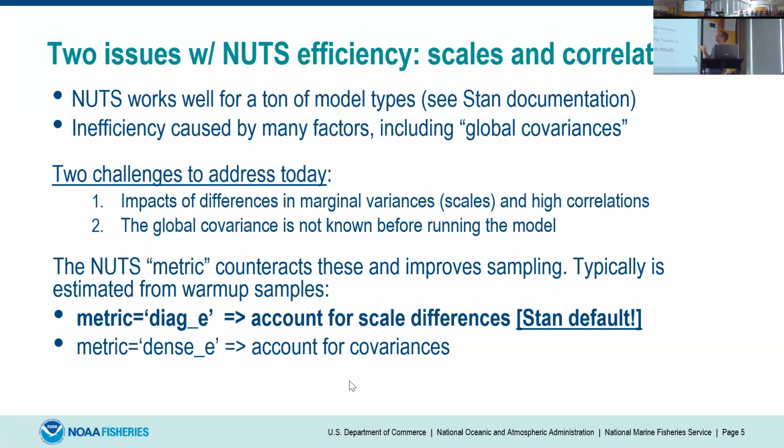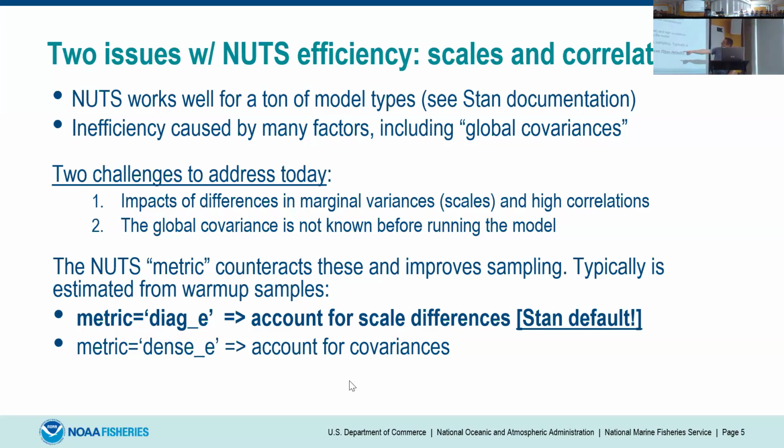The big challenge is that this algorithm has that Achilles heel, and we don't typically know what the global covariance is before we start running the model. And so NUTS, and Stan in particular, has something called a metric, which counteracts this and improves sampling. You specify this when you run Stan; you could call something called diag_e. This is going to account for scales. And this is the default. If you've ever run Stan, this is the metric that it's using. This is a diagonal metric, and it's tuned and estimated during the warm-up.